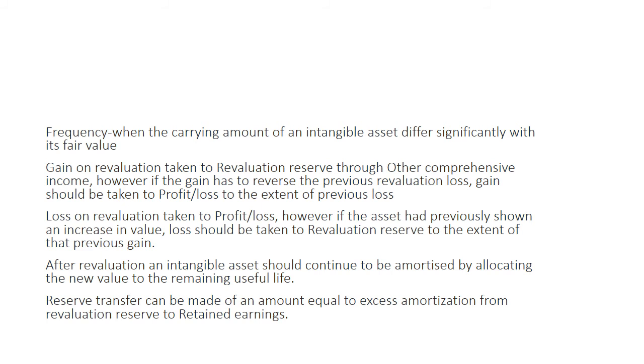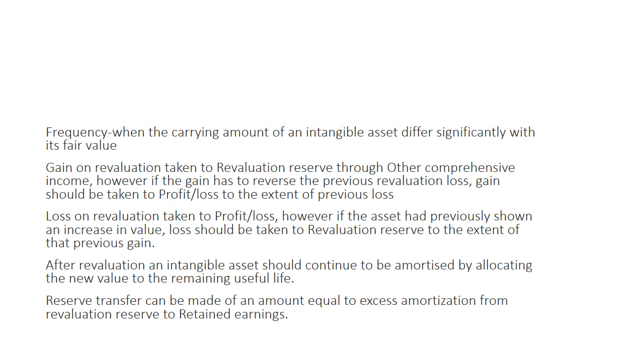After we have revalued our assets, we get either a gain or a loss on revaluation. A gain on revaluation is taken to the revaluation reserve through other comprehensive income. But if the asset was previously revalued and there was a loss, the gain obtained this year is first credited to the profit or loss account until the amount of loss previously incurred is exhausted, and the remainder is taken to the revaluation reserve.